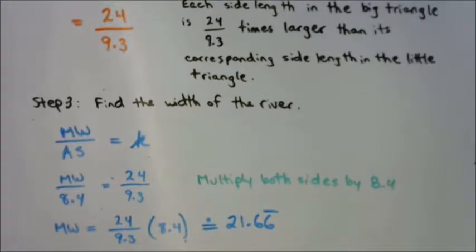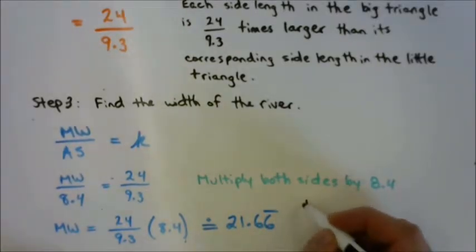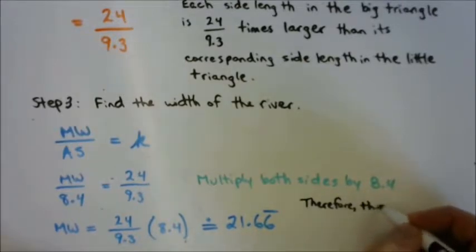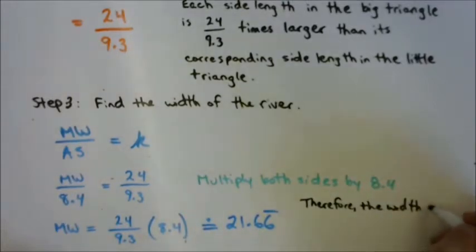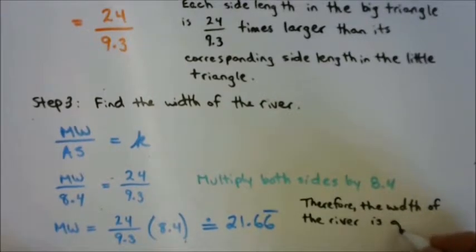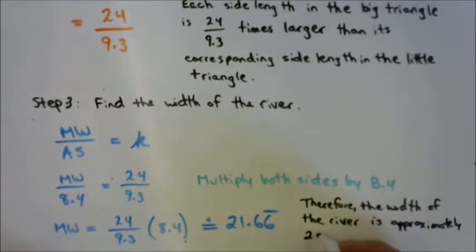And we also always finish with a concluding statement. So our statement here at the end is, therefore, the width of the river is approximately 22 meters.